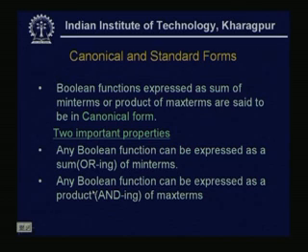Now, we have already defined the max terms and min terms. So, now we can define what we mean by canonical and standard forms. The Boolean functions expressed as sum of min terms or product of max terms are said to be canonical form. What do we mean?